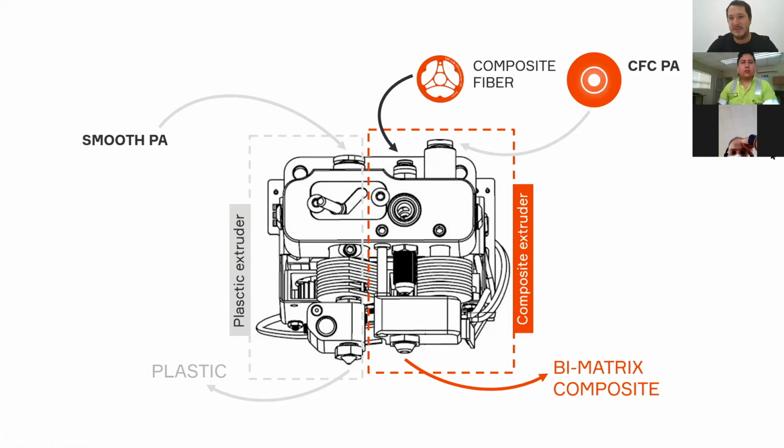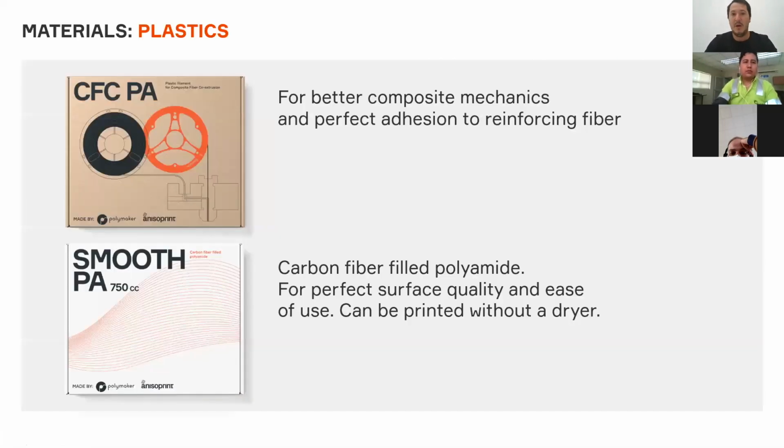So the 2 new materials, the CFC PA and the smooth PA, is the special offering that we have developed specifically for plastic extruder and composite extruder to achieve certain results. So the CFC PA material is used on the composite extruder together with the composite fiber, and the smooth PA material is used on the plastic extruder to print non-reinforced entities. Why we need these 2 materials and what are they actually offer?